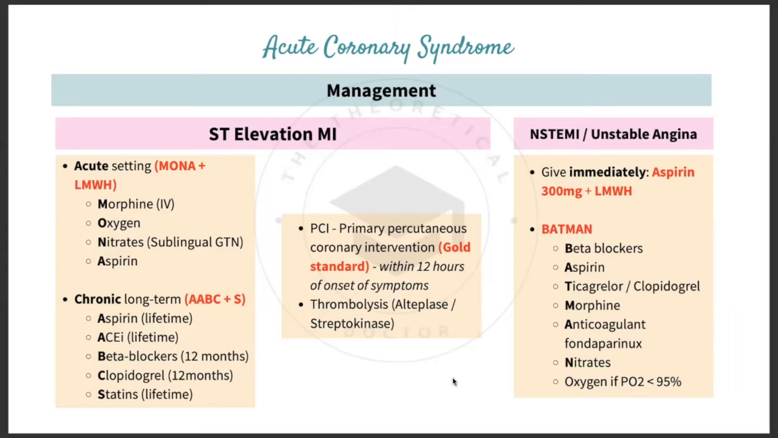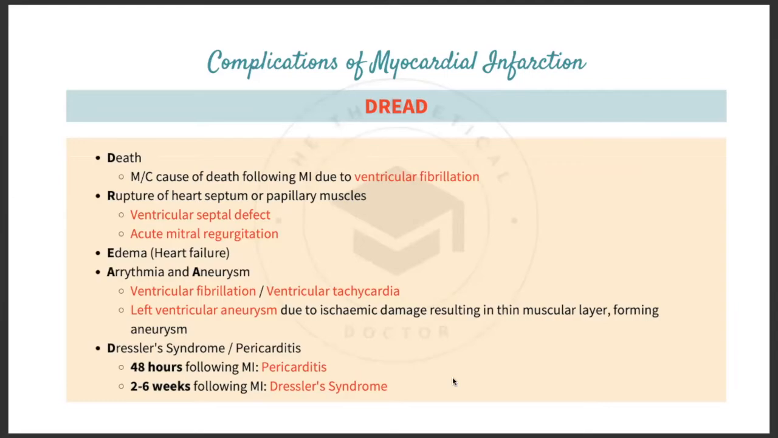So the mnemonic for that is Batman. And this, maybe if they ask in your short essay question or your modified essay questions. So B for beta blockers, A for aspirin, T for ticagrelor or clopidogrel, M for morphine, A for anticoagulant, so you would give fondaparinux, and for nitrates, and also oxygen if the oxygen is less than 95%. So you would always try to aim for higher than that. All right, so that's for acute coronary syndrome. Let's go to the next one.